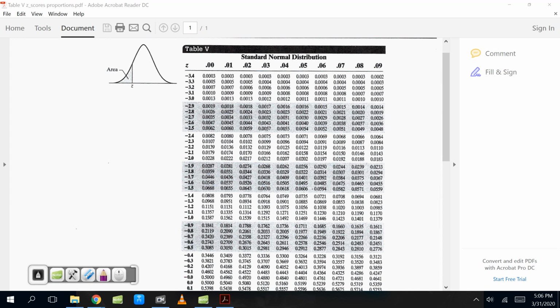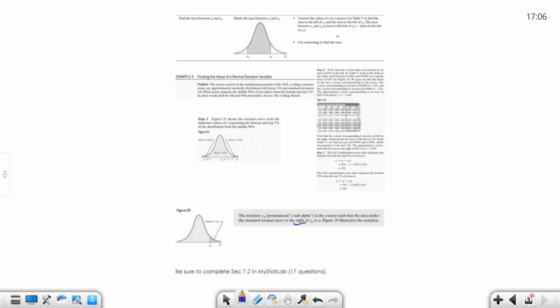So 0.05 is going to be a little further down. I did two zeros in front of it, which was what made it wrong. It's right here, these two. That's where that 1.645 I said earlier comes from. So negative 1.645 would be z 0.95, where the proportion 0.95 is to the right of that number and 0.05 is to the left of that number. So that's where that z alpha comes into play.